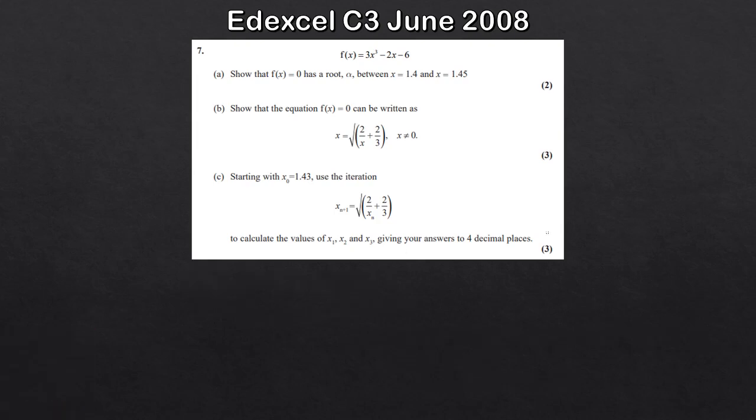So again, another standard show that question. This one a little bit trickier than the previous, but not too bad. So we want to show that the equation f of x equals 0 can be written as the given equation. So all I'm going to do first is write out my f of x is equal to 0. So 3x cubed minus 2x minus 6 is equal to 0.